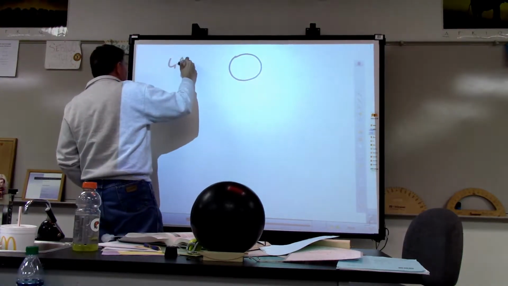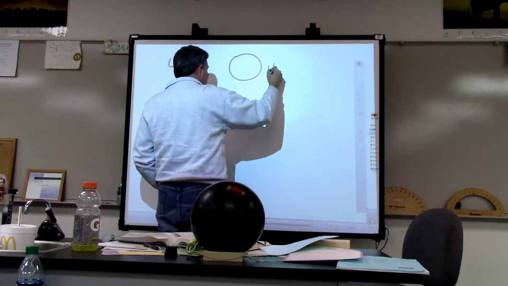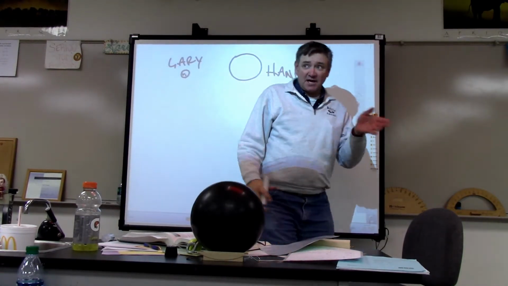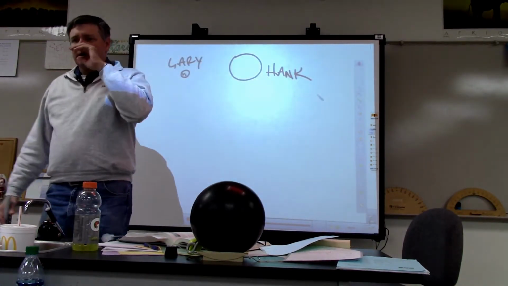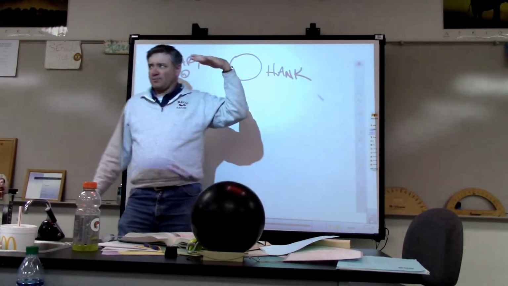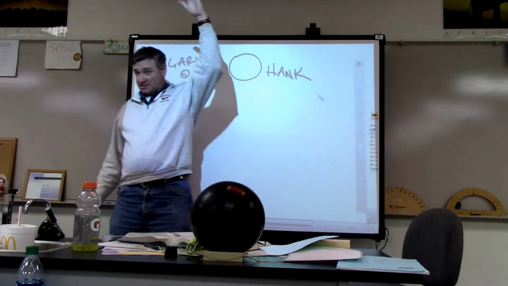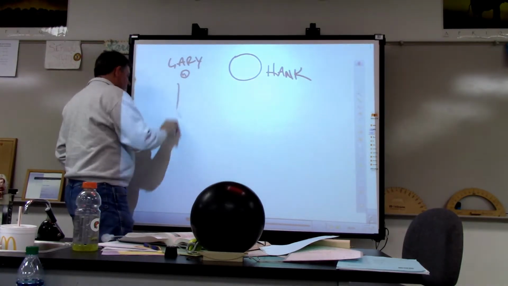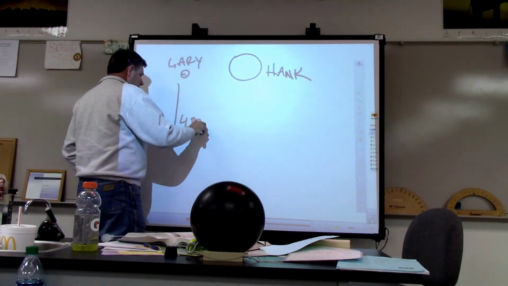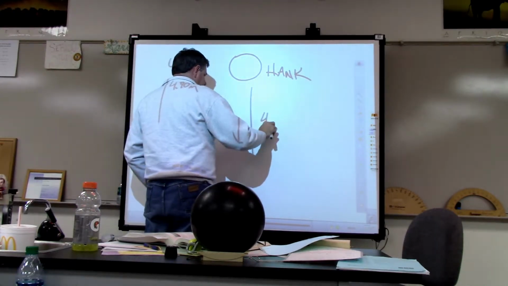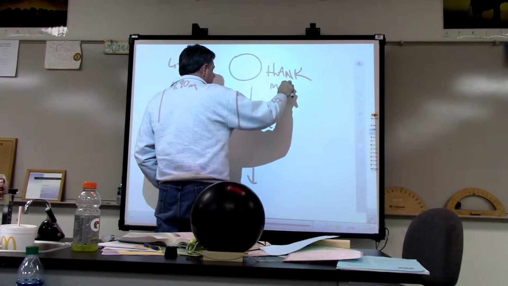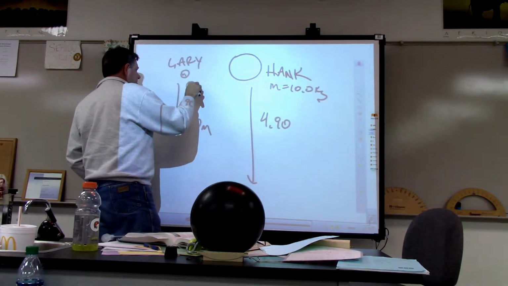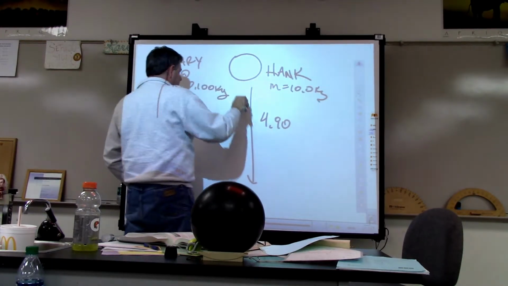So there's Gary, and there's Hank. Now, let's say, for the sake of argument, that I'm going to lift them up to a height of 4.9 meters, which is actually about twice as high as the ceiling. I'm going to lift them both up to a height of 4.9 meters. And let's say that the mass of Hank is 10 kilograms, and Gary's is 0.1 kilograms, right?